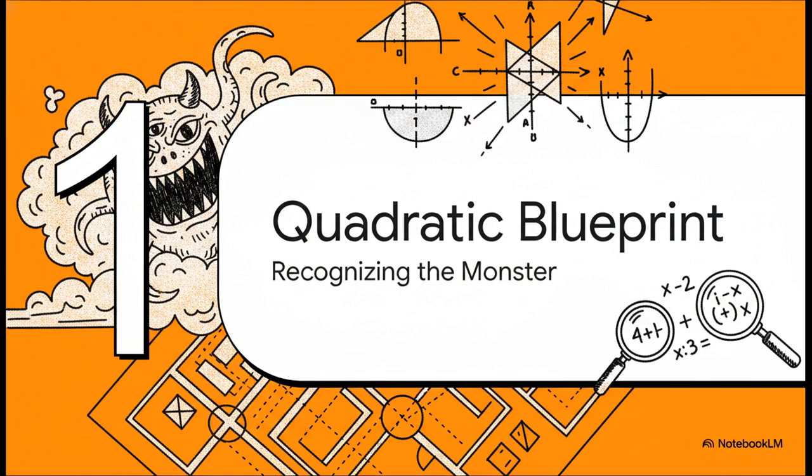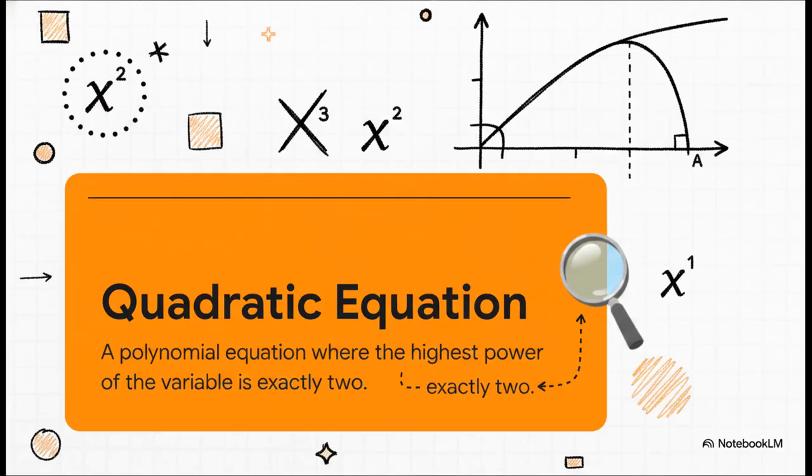Section 1, the quadratic blueprint, recognizing the monster. Right, so before we can actually defeat this monster, we have to know how to recognize it in the wild. A quadratic equation is simply a polynomial equation of degree 2. And that phrase right there, degree 2, that is the defining characteristic. It just means the absolute highest power of your variable, let's call it x, has to be exactly 2. So you're always going to see an x squared term. If the highest power is a 3, or hey, if it's just a 1, you are not looking at a quadratic equation. It's really that simple.